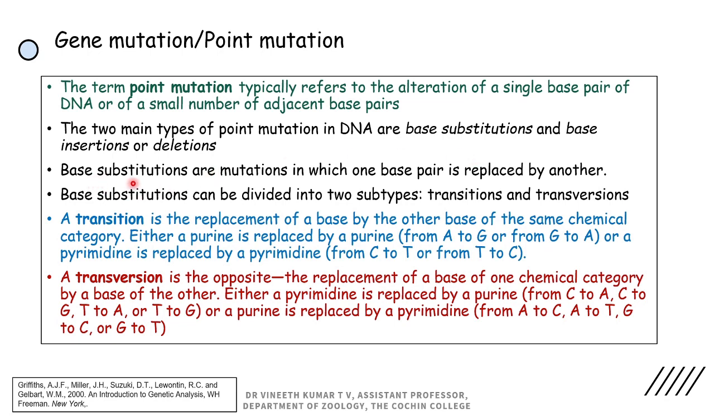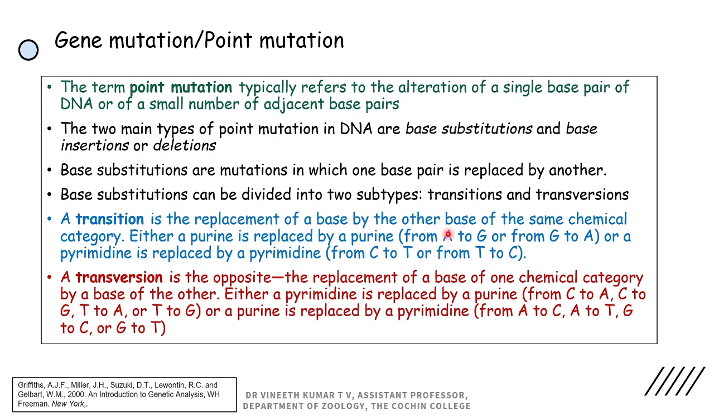Base substitution mutations are those in which one base is replaced by another, and usually substitution is divided into two. One is called transition and the other one is called transversion. So these are the two different types of gene substitution mechanisms. First we will see what a transition is. So it is also a substitution.